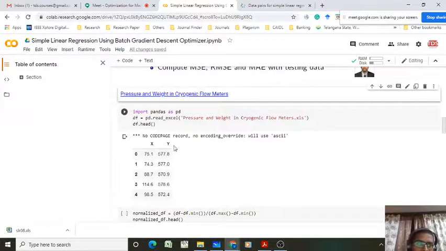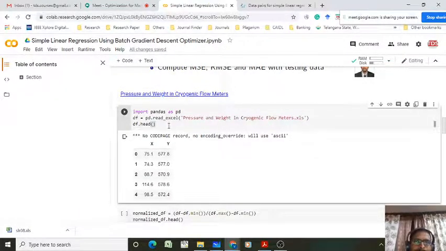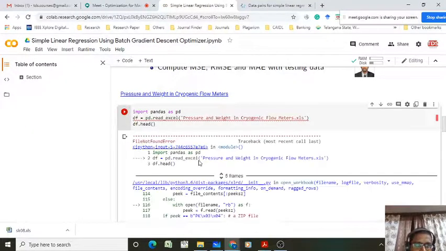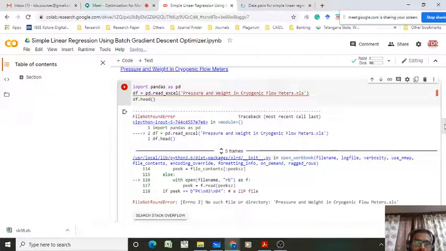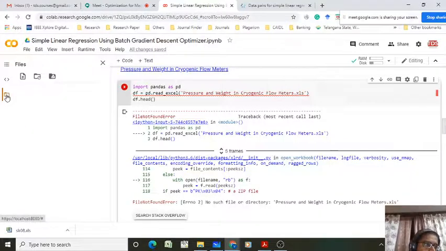Now start the coding. Execute this cell, read the data set, create a data frame, and display the top 5 entries in the data frame. Why is it showing an error? Anyone? File not uploaded, sir. Yes. Your data file is available on your computer, in my computer, but I am working in the Google Colab environment. So you have to push your data into the Google Colab environment. Click on this folder and upload it.